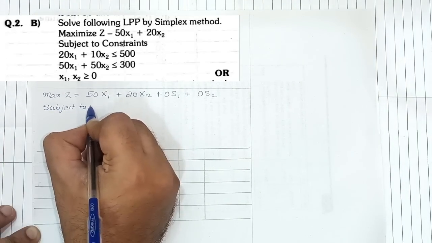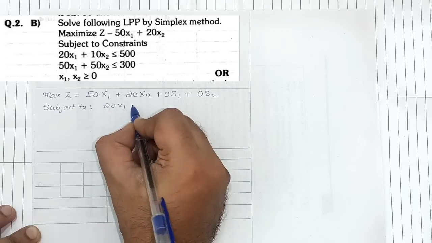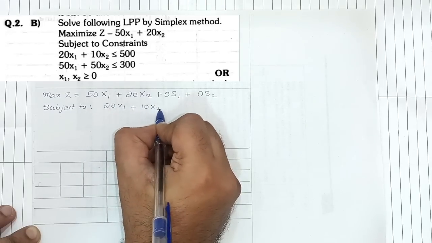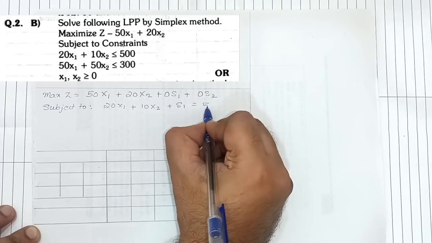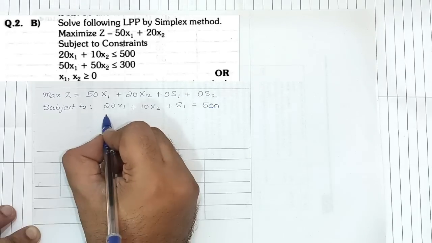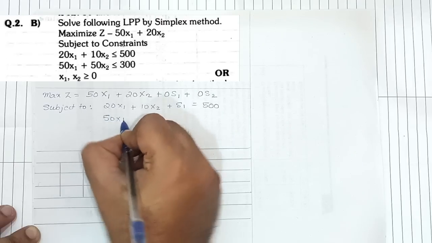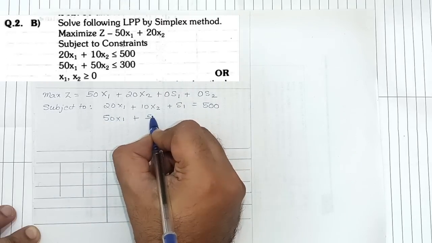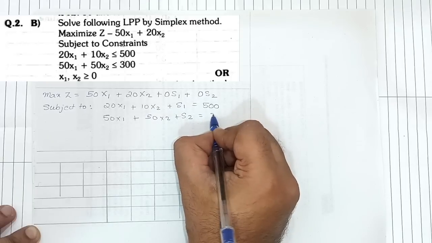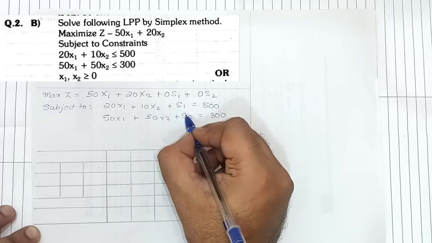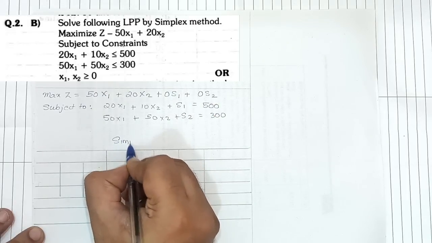Now, subject to, there are two equations. The first one was 20x1 plus 10x2 plus s1. We put here slack value 1, which is equal to 500, and the second equation is 50x1 plus 50x2 plus s2, we put the second slack value, is equal to 300. So slack values we have to add as extras. Okay, so once we have this, we'll start with the first simplex table.